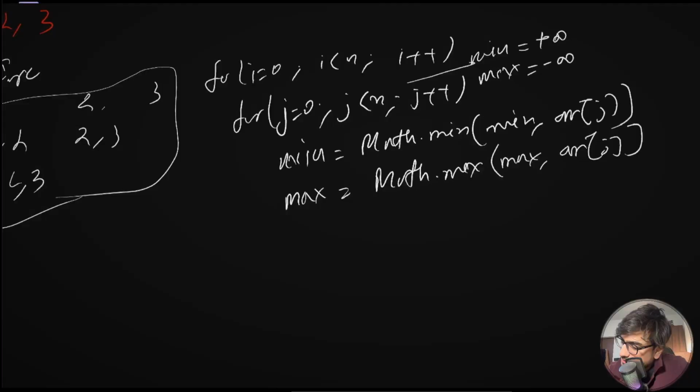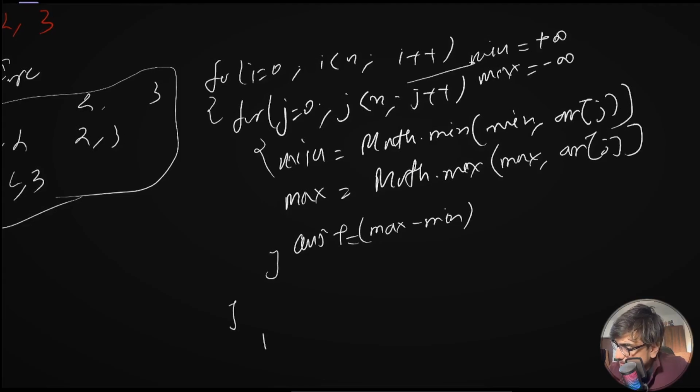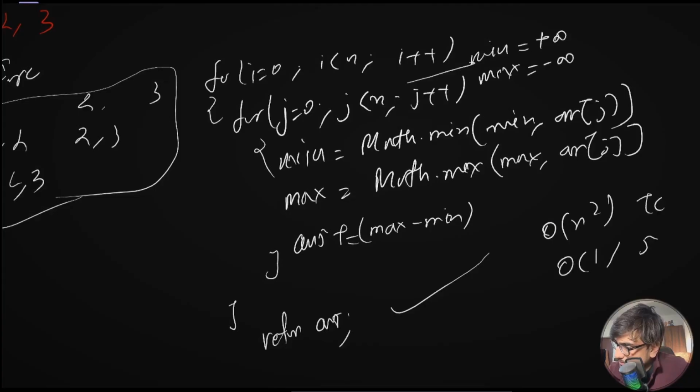For each subarray we add to the answer max minus min. This inner for loop ends here, the outer for loop ends here, and I just return the answer. What would be the time and space? O of n square as time and O of 1 as space. Let's just see the code in action as well.